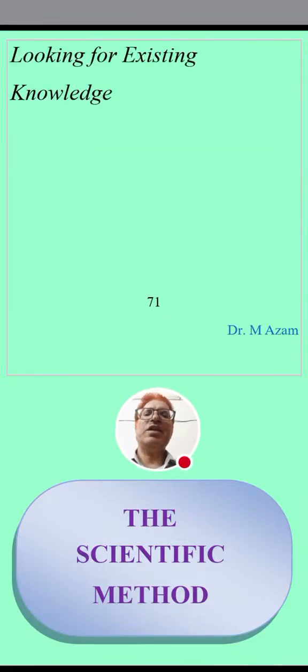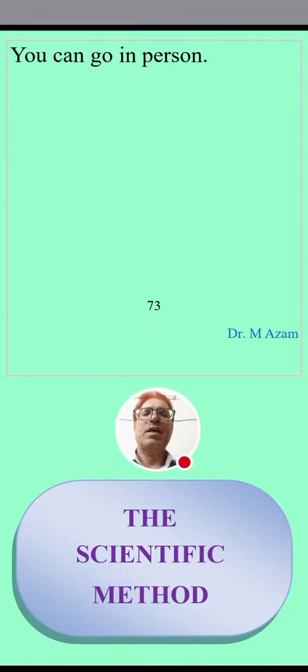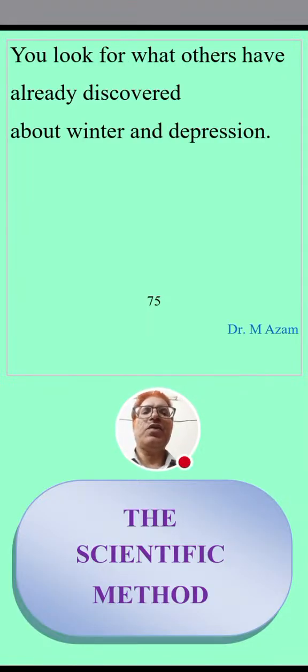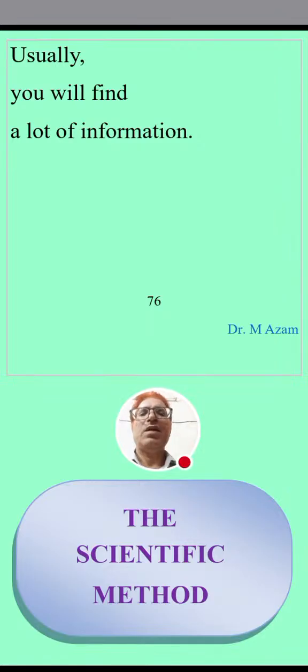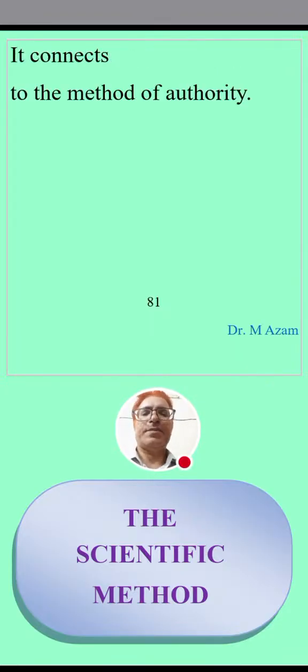Looking for existing knowledge. At this point, you might go to the library. You can go physically, or you can search on the internet. You look for what others have already discovered about winter and depression. Usually, you will find a lot of information. You will see theories, opinions, and real research studies. This is existing knowledge. It connects to the method of authority.